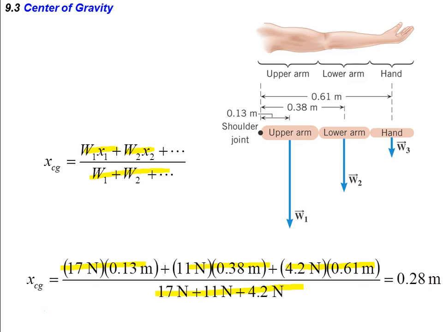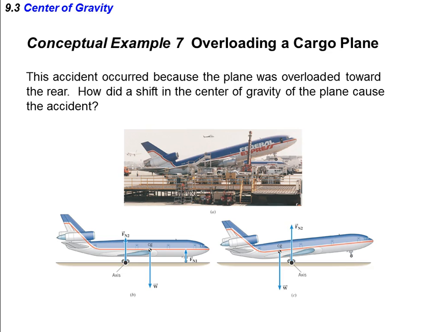Divide that by the sum of all of the weights here, and we get a center of gravity at 28 centimeters from the edge of our shoulder. Now, keep in mind, this is not the geometric center, and we should think intuitively, well, it should be left of center here because we have more mass on the left-hand side, so we would expect our center of gravity to be moving to the left slightly, and we see that, yes, that is left of the geometric center.